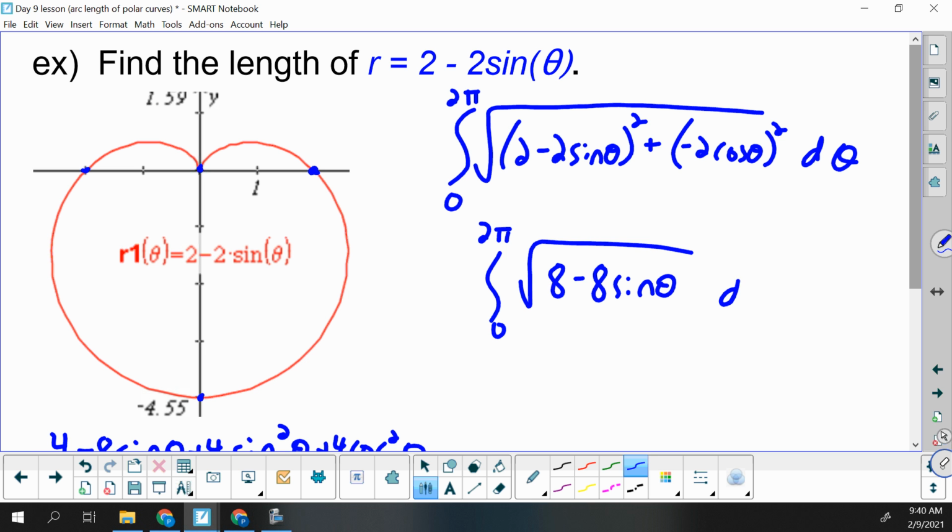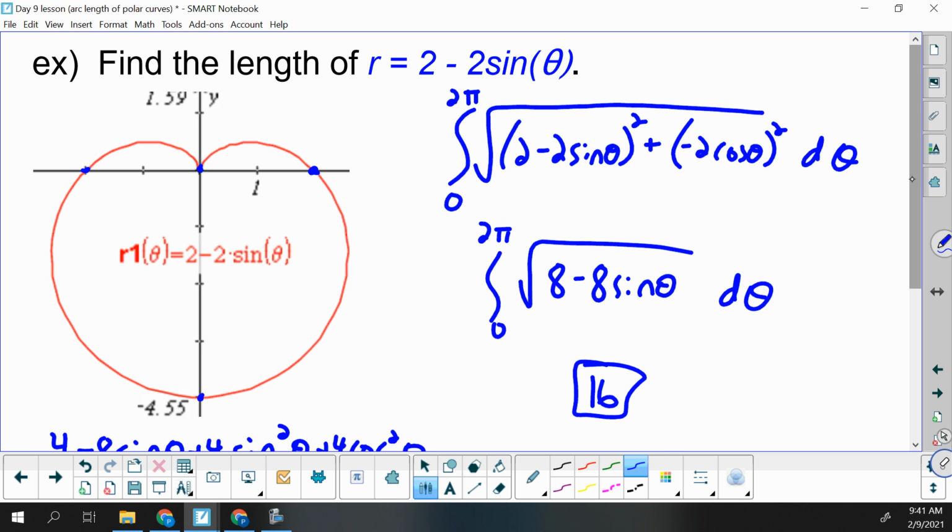So that's not anything that we can work with, even if you pull the 8 out and have it as the square root of 8 times 1 minus sine theta, nothing we can do there. So take a second and sub it in your calculator. Pause the video, I should say, and then sub it in your calculator and see what you got. And we should end up getting 16.